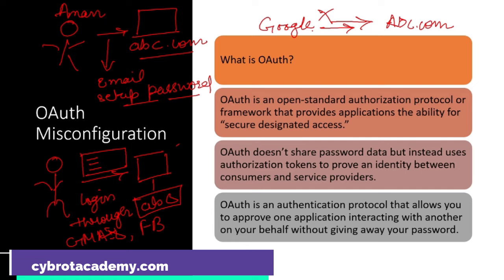Now OAuth is an authentication protocol that allows you to approve one application interacting with another on your behalf without giving away your password. Likewise we have seen in this part, the user does not have to give his identity to abc.com or anything. The user already proved his identity to google.com, and based on that Google will help abc.com to find out who is Aman here.